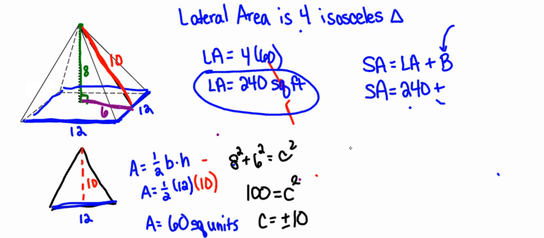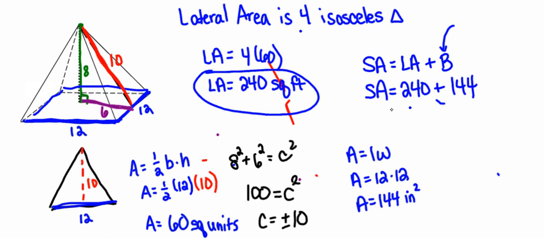Well, to find the area of a square, I'm going to do length times width, or base times height, or side squared, however you want to think about this. My length and width are both 12, which tells me the area of my square base is 144 square inches. So all in all, when I combine the lateral area with the area of my base, I end up with 384 square inches.